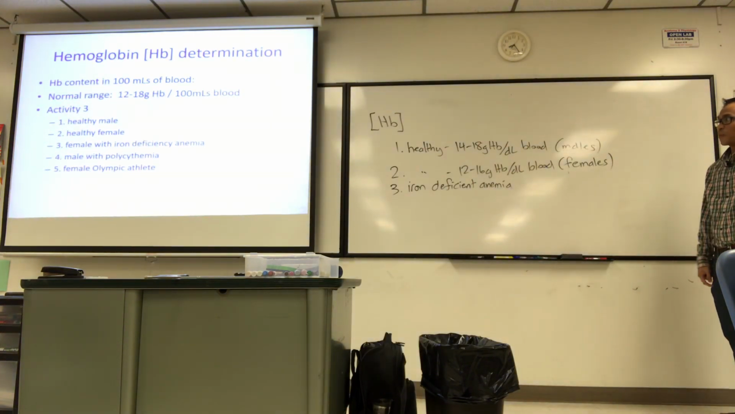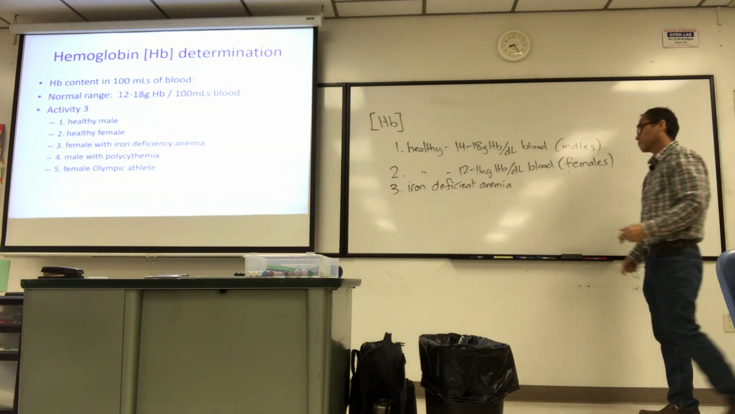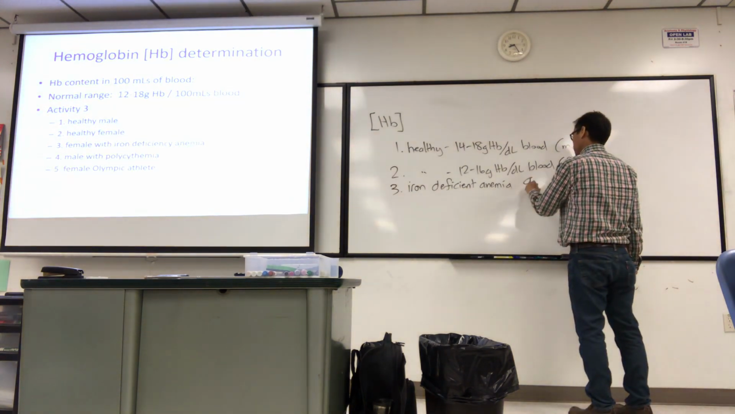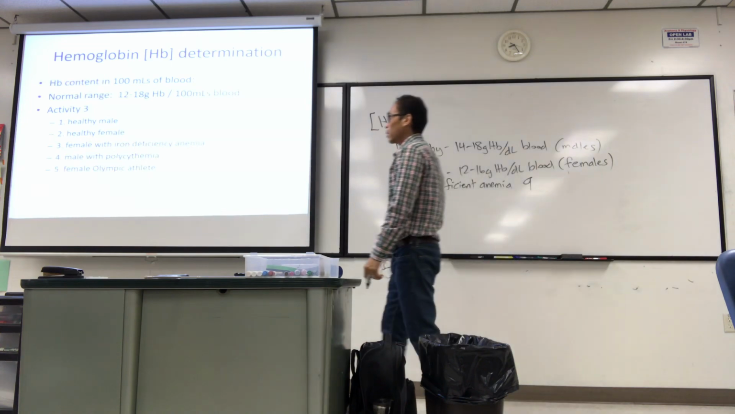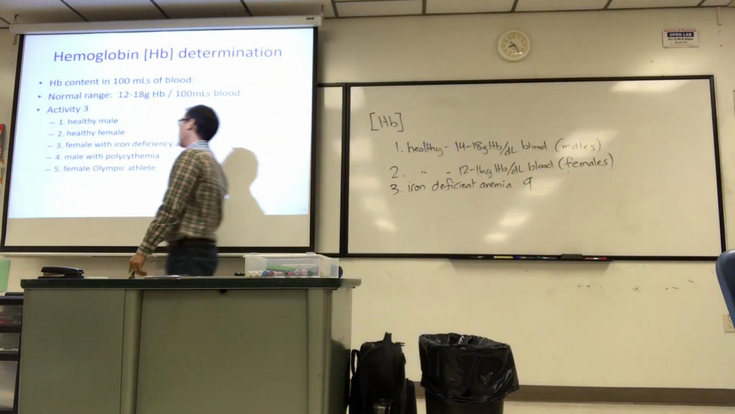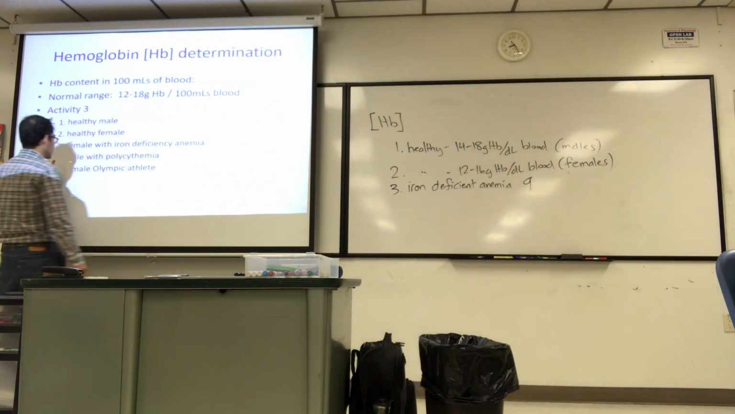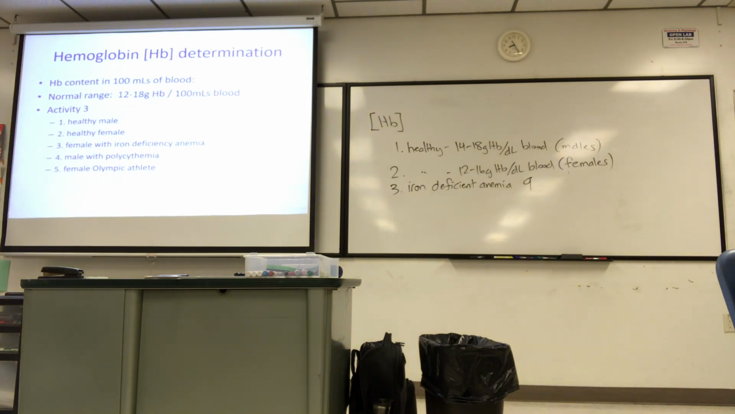Maybe it's below the normal range, so give me a number, like 9, something like that. Okay. I'll just put a 9. You know what the units are. And then you can guess the others. If it's polycythemia and you have a normal range, well, something above 18.